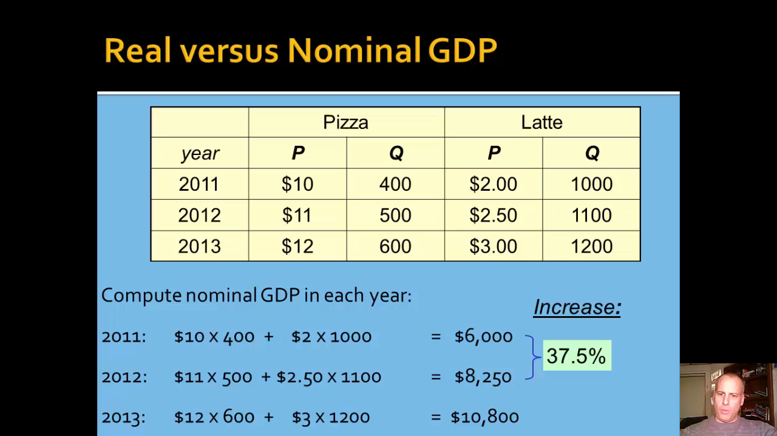The increase from year 1 to year 2 is 37.5%. The increase from year 2 to year 3 is 30.9%. It's important to know that when you calculate the percentage increase, you want to see how much GDP went up from one year versus the next, rather than from one year versus the original year, 2011 in this case.